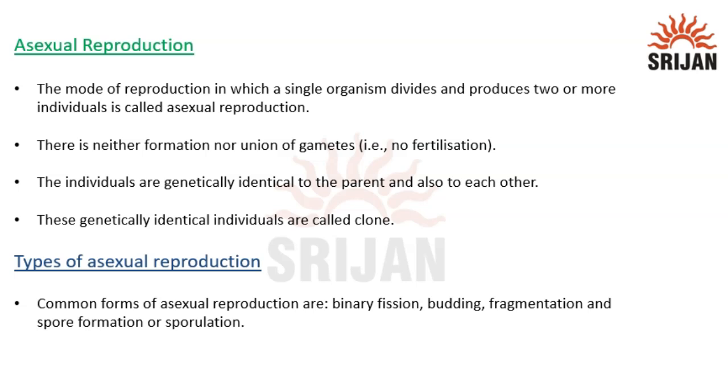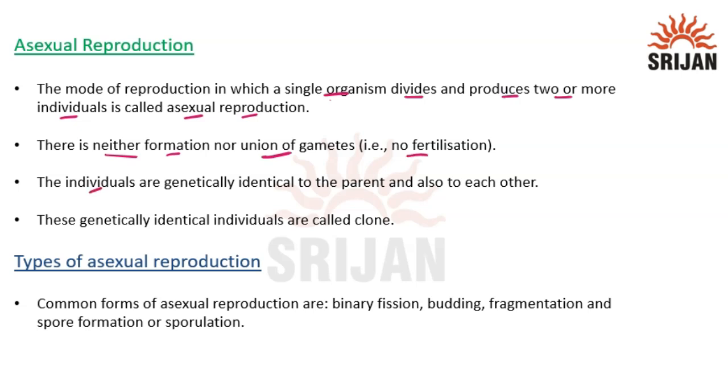Asexual reproduction. Now, asexual reproduction is the mode of reproduction when a single organism divides itself and produces two or more identical individuals, and this kind of reproduction is referred to as asexual reproduction. Now, what happens in asexual reproduction is there is neither formation nor fusion or union of gametes, which brings us to the point that there is no fertilization occurring in asexual reproduction.